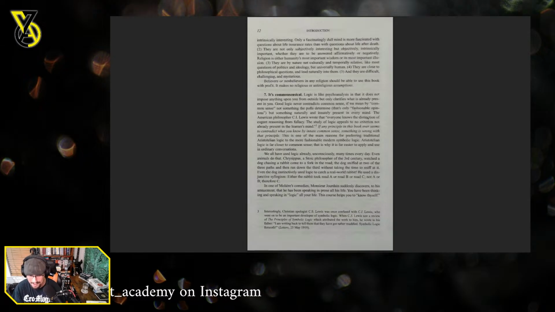Symbolic logic, forsooth, from C.S. Lewis's letters, 25th of May, 1919.